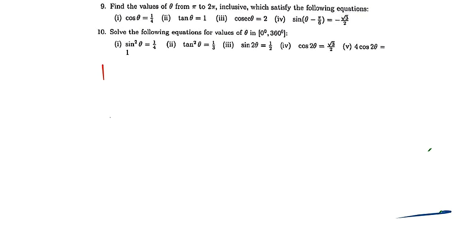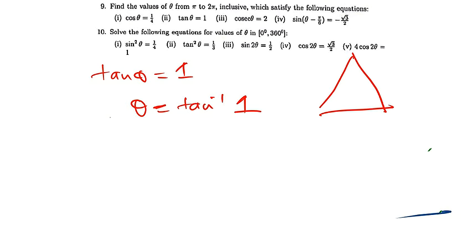Tan theta is equal to 1. Theta is tan inverse of 1. I think we're looking at the 45 triangle. This is the only triangle that gave us tan to be 1 somewhere, right? Look at where I'm putting the angles.